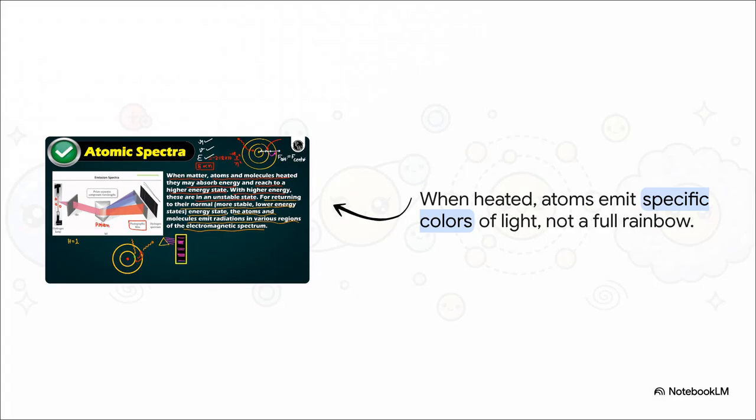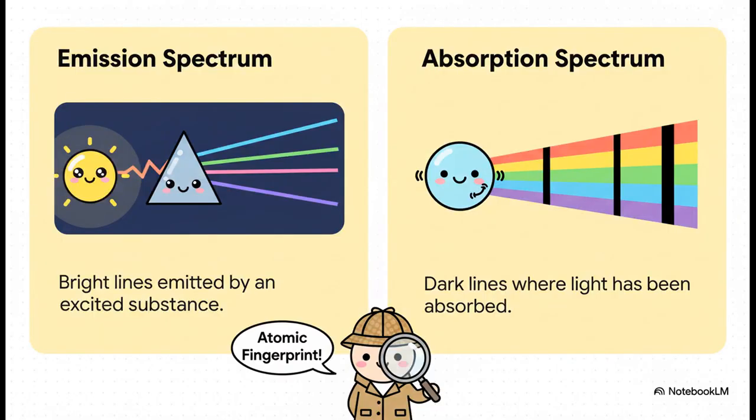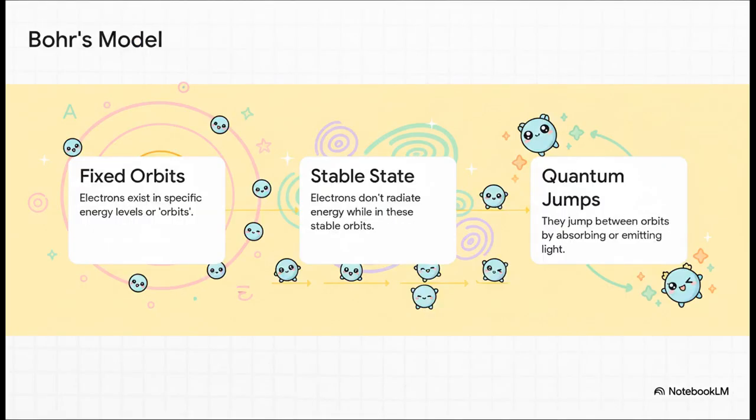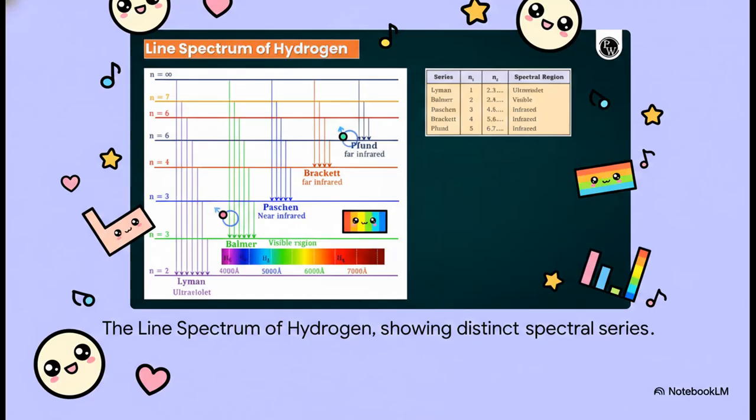The next big clue came from light. See, heated atoms don't glow with a rainbow, but specific colors. This creates a unique atomic fingerprint for each element. We call it an emission spectrum. Niels Bohr had a revolutionary idea. What if electrons can only exist in specific fixed orbits? And these electron jumps, they perfectly explain the color fingerprint of hydrogen. It was a huge success.